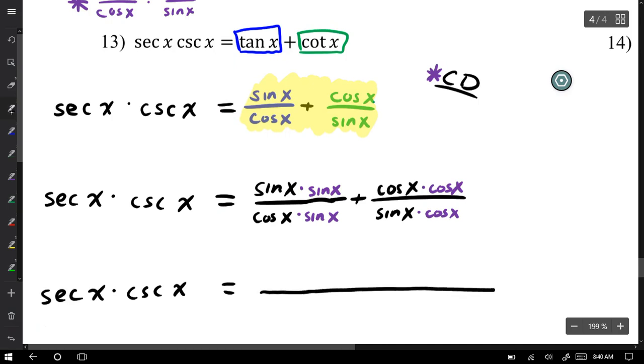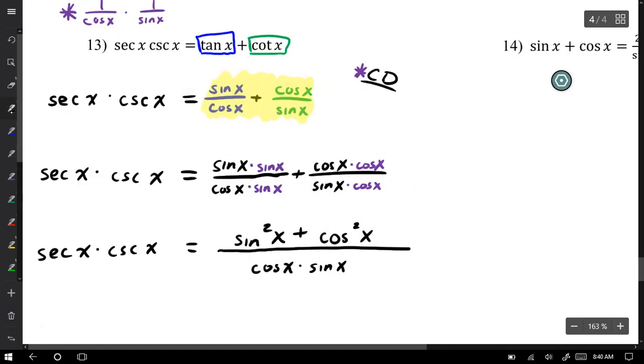Now I can merge them into one fraction where it's going to be on the bottom, cosine of x times sine of x. Well, what's it going to be on the top? We have sine times sine. And so that's going to give me sine squared of x plus we have cosine times cosine. And so that's going to give me cosine squared of x. So again, the common theme: we have two fractions that are being added together. So I want to create a common denominator, and then I'm going to merge them into a single fraction. Well, again, where do I go from here?